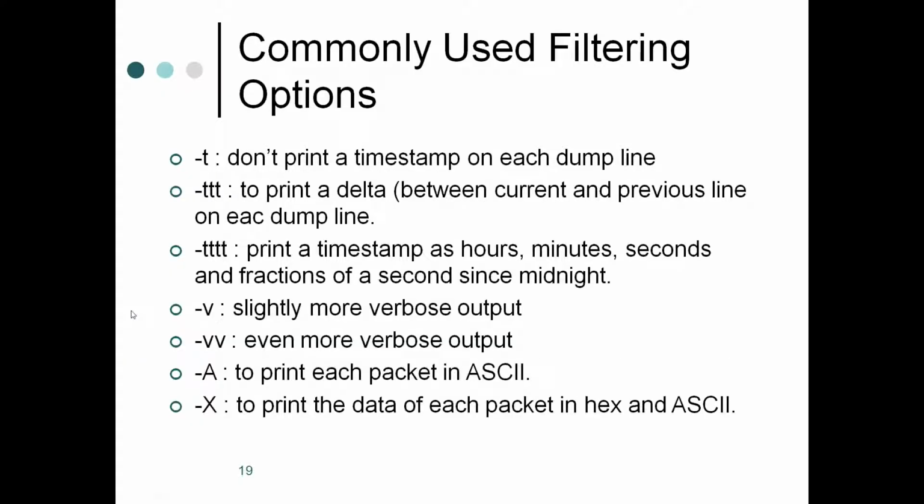-v is for verbose. -A, if you want to use ASCII packets. This is useful if you want to see the packet body, what is inside the packet. Converting it to ASCII gives us additional information instead of just binary packets. That is useful in some cases. And -x is used to print the data of each packet in hex and ASCII.